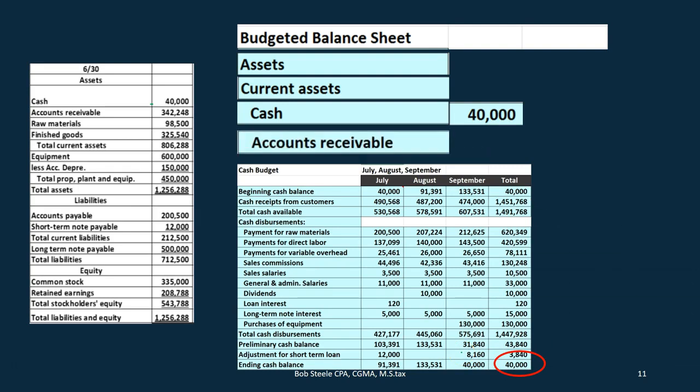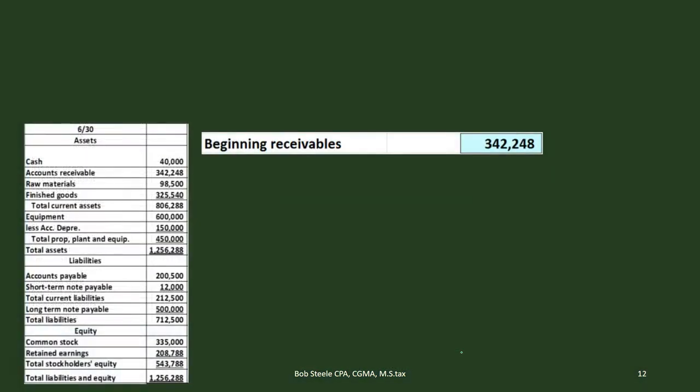All right, then we got the accounts receivable. We're going to have to do a bit of a calculation to figure out what the ending balance in the accounts receivable is. So what we're going to do is take the beginning receivable, which is going to come from last time's accounts receivable. So we had the balance sheet as of the end of last period, which is of course the beginning of this period, at 342,248. That's where we start.